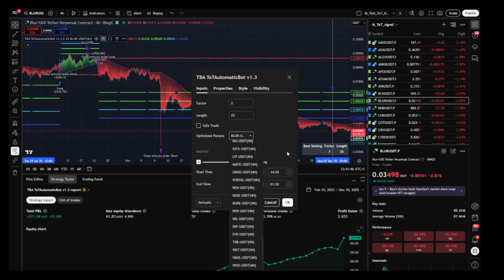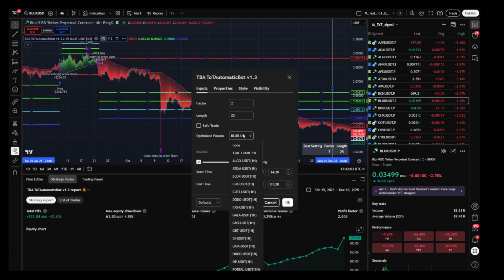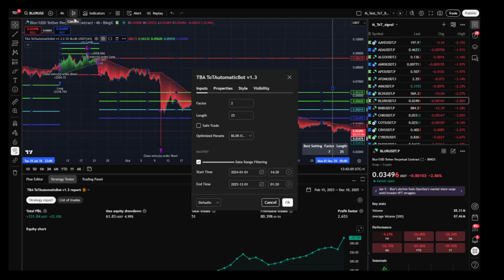These cryptos, which undergo careful reviews, are updated every 6 months. This list is refreshed biannually to ensure that it remains accurate, relevant, and up to date with the latest market developments. Cryptocurrencies that are no longer effective are automatically removed, whereas only those that remain effective are retained for use. In this case, for example, we are working on BLUR USDT 4-hour.